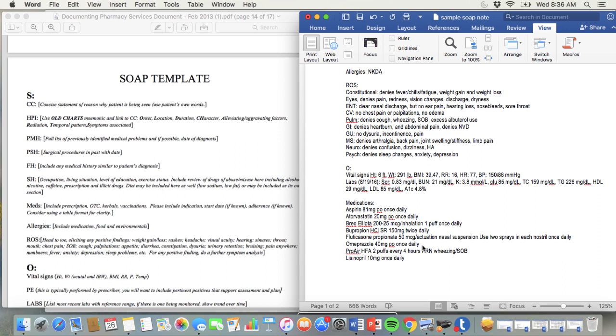So then you see your medications listed there. Those are the medications from the chart. So that's why they're listed in the objective section.